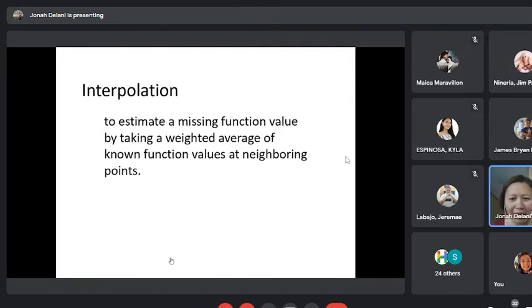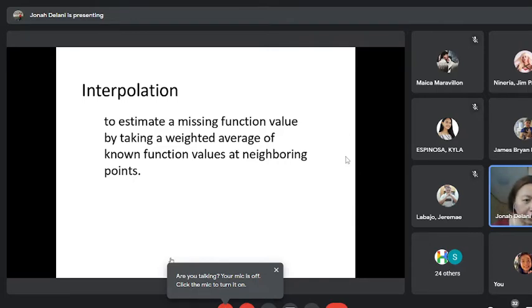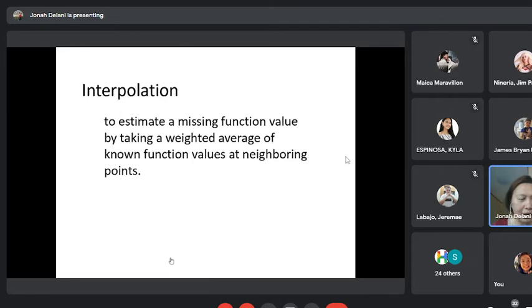So actually, when we have values of x and y, asa manigikan ang ato ang equation. So this is one of those topic where we generate the expression for values of x and y. So this is interpolation. What's the meaning interpolation? This is to estimate a missing function value by taking a weighted average of known function values at neighboring points.